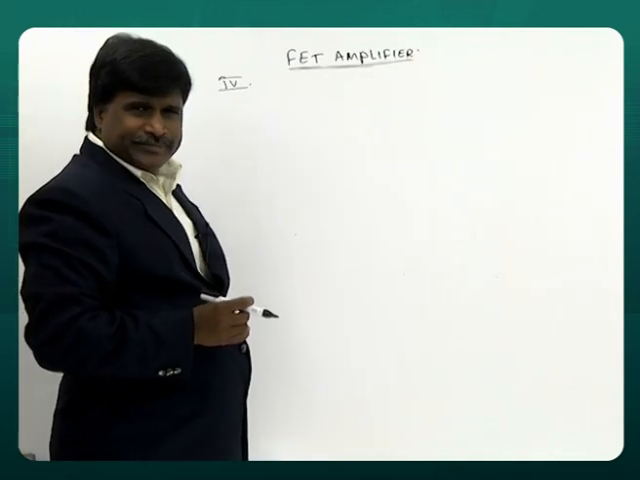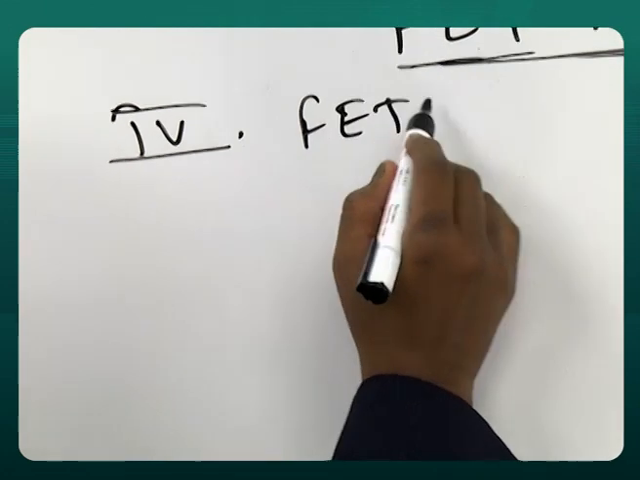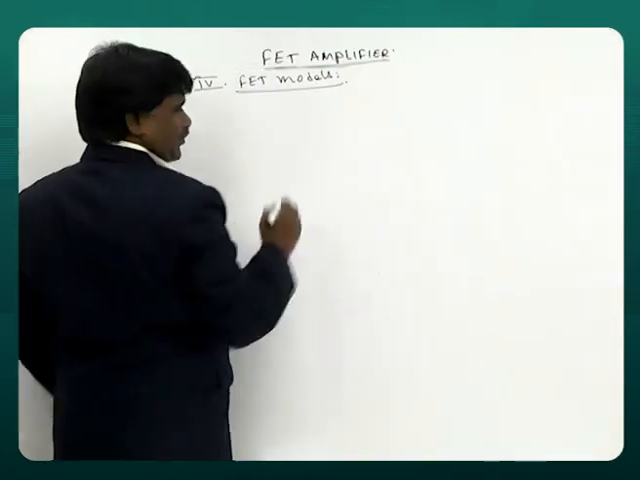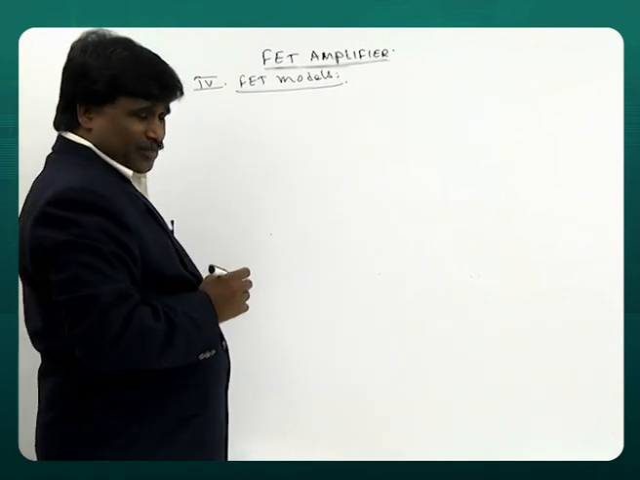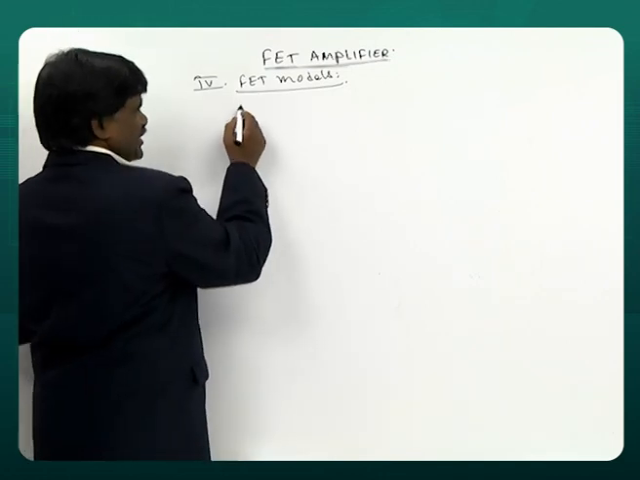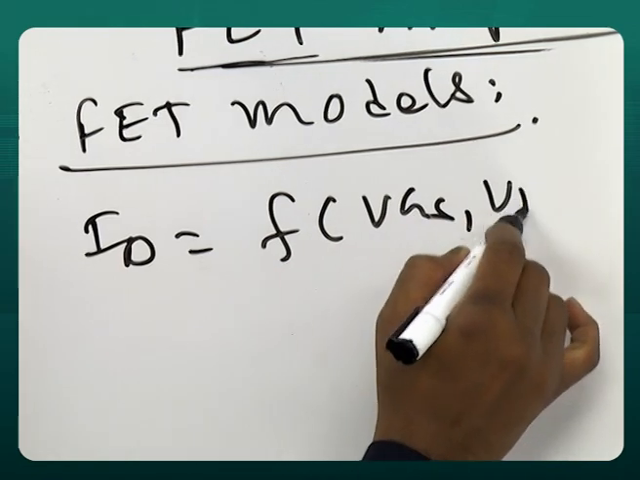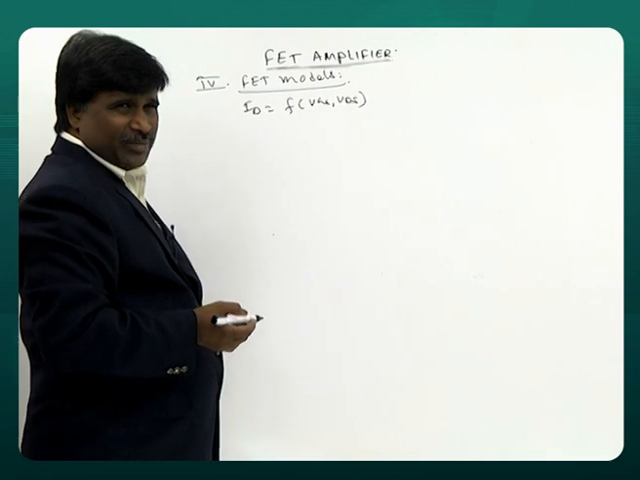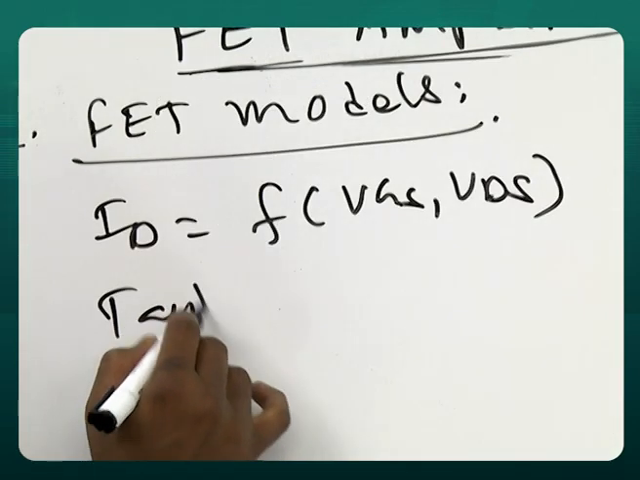Fourth heading. That is called FET models. For any device, there should be a model. Before you go into analysis, you should have a mathematical model. That model is developed on ID is a function of VGS comma VDS. Now for such an equation, go to Taylor series.